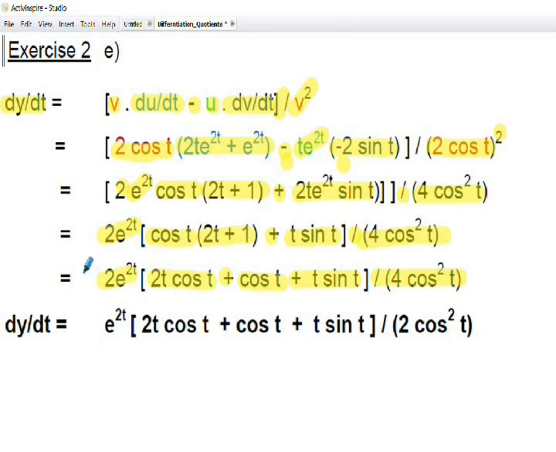On the final line here, what I've done is I've cancelled the 2 outside with the 4 on the denominator, so that's why the 2 has appeared at the front of the equation and 2 appears in the denominator here, and the rest of the expression is the same. So that's the simplest form I can make for the dy by dt term in this case.